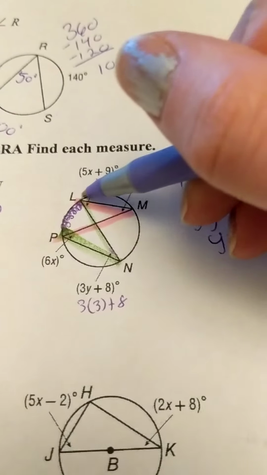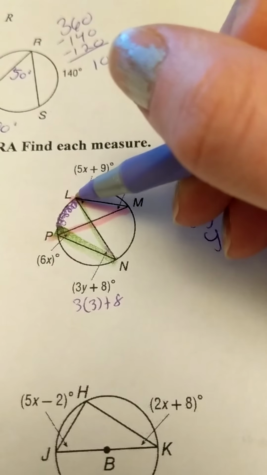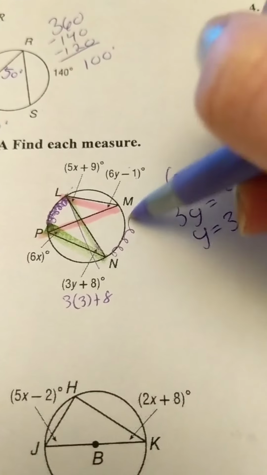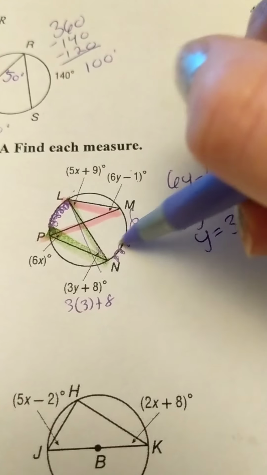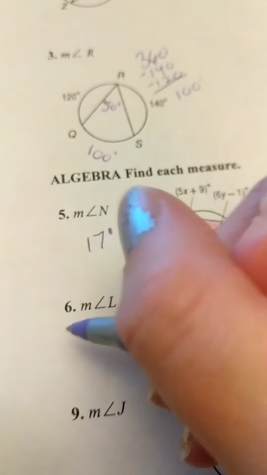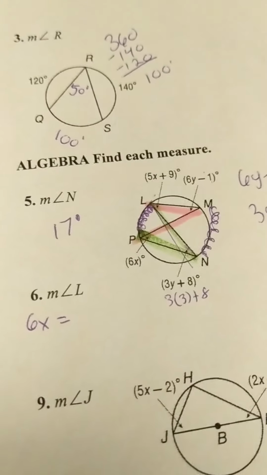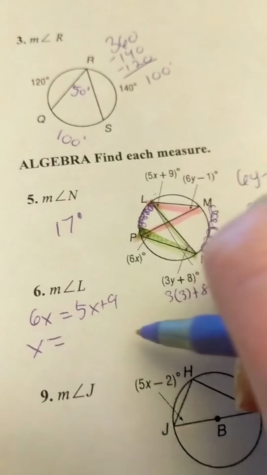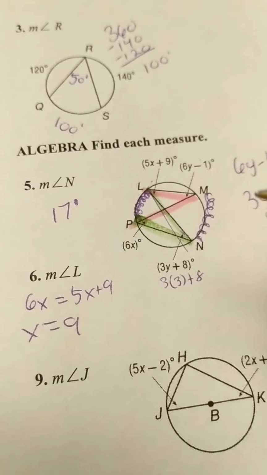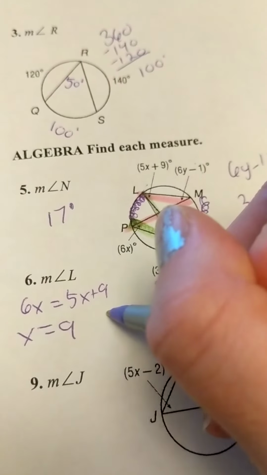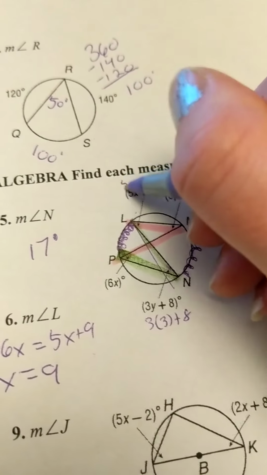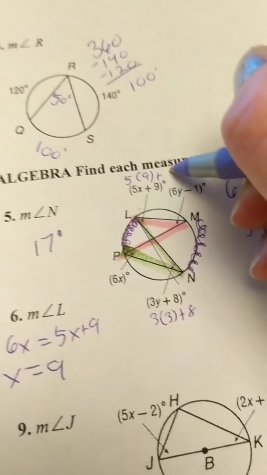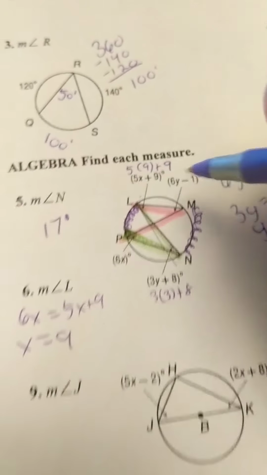In order to find angle L, we can see the reverse there, that angle L opens to arc MN, and angle P also opens to arc MN. So we can set our x's equal to each other. So we have 6x equals 5x plus 9. Subtract the x, we get 1x is equal to 9. Plugging back in, we'll have 5 times 9 is 45, plus 9 is 54 degrees.